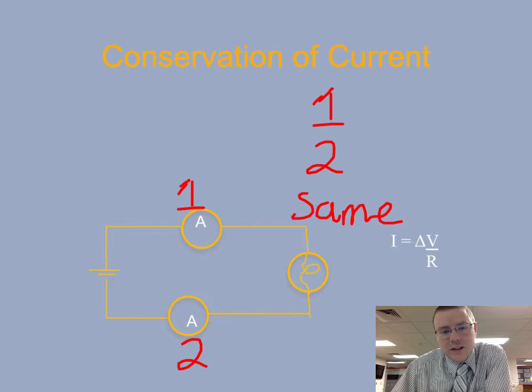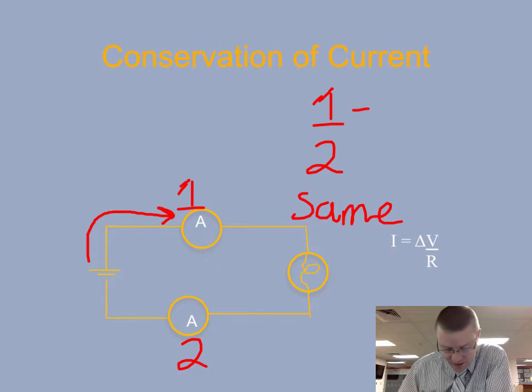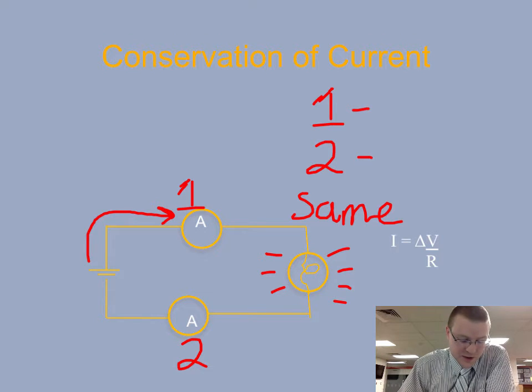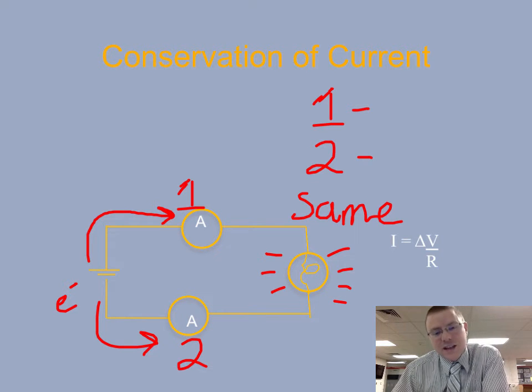You can make arguments for each of these. For amp meter 1, the charges leave the positive terminal and head towards the light bulb, going through the first amp meter, getting used up in the light bulb, and then there'll be nothing left over for amp meter 2. So that's one way you could say that the first amp meter has a higher current value. Some people said that the second amp meter has the higher current because electrons are what's moving, not positive charges, so you'll see the second amp meter read higher than the first.